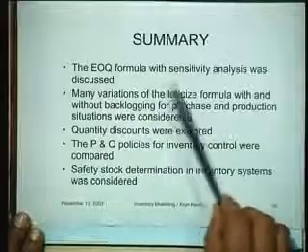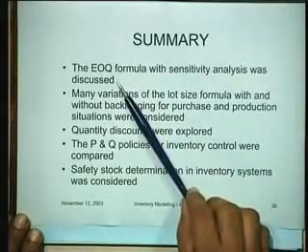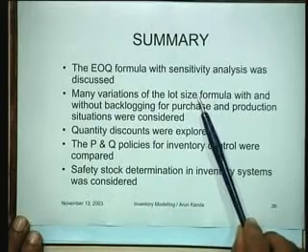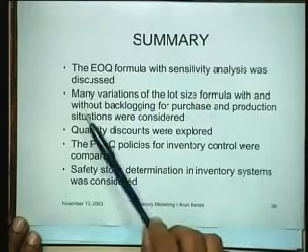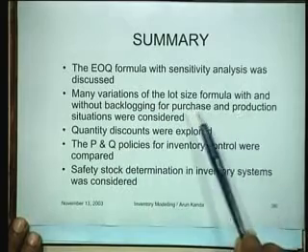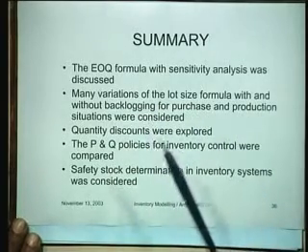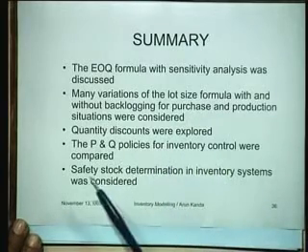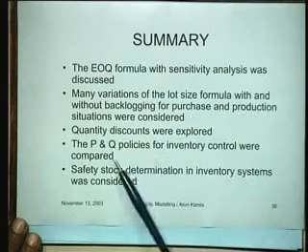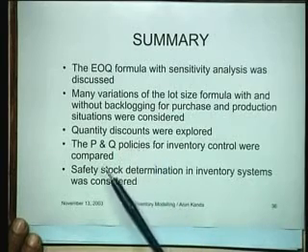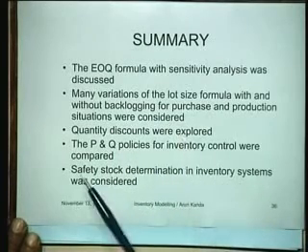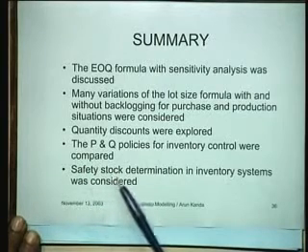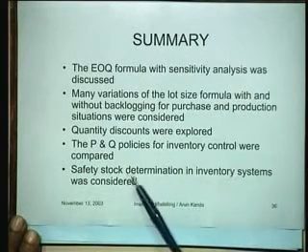Finally, let's conclude and see what we have tried to do in this particular lecture. We have seen the EOQ formula with sensitivity analysis. Various variants of the lot size formula for different situations and their examples, with backlogging, without backlogging, for both the purchase and the production situation were considered. Quantity discounts were explored and how to find the optimum EOQ levels in these cases. The P and Q policies for inventory control were compared, continuous review and periodic review policies, what they are. And finally, we had a look at methods of determining the safety stock in inventory systems.